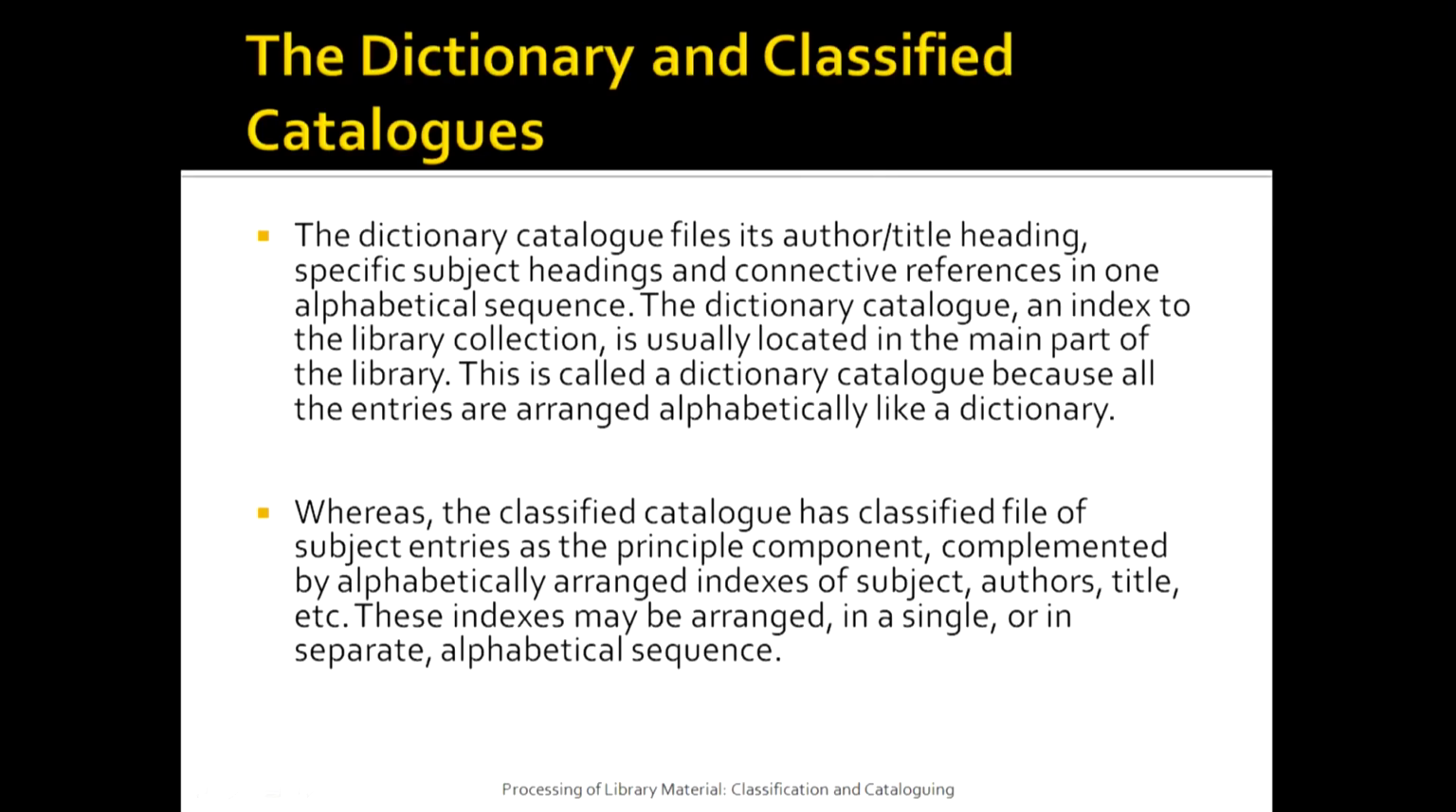The library catalogs can be dictionary catalogs or classified catalogs. So, dictionary catalog is one where everything is in a one alphabetical sequence. The classified catalog is basically a classified list which has two parts, a classified part and the alphabetical part.